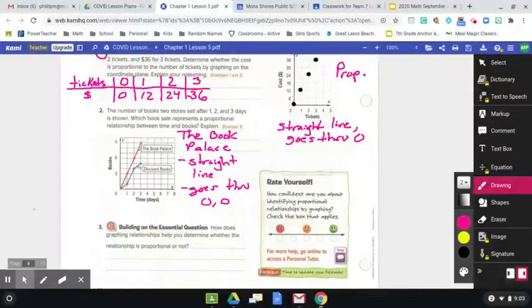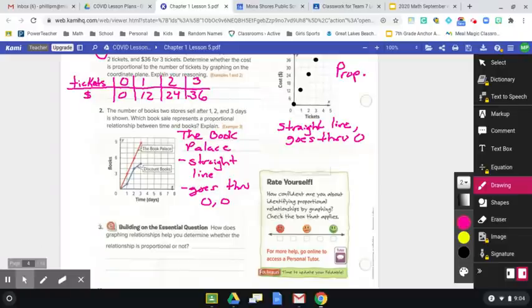Okay, let's take a peek again. So if you look and knowing what we know about what makes a relationship proportional on a graph, we can see that the Book Palace has a straight line and goes through 0, 0. You should be able to also see on the graph why it's causing a straight line. It's causing a straight line because there is a pattern. So if it goes from 0 to 3, 1 day is 3 books. It goes from 3 to 6. 2 days is 6 books. And it goes from 6 to 9. 3 days is 9 books. It has a pattern of 3 going through that graph.